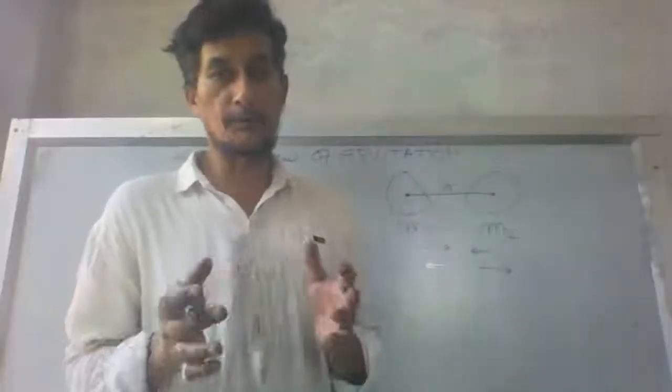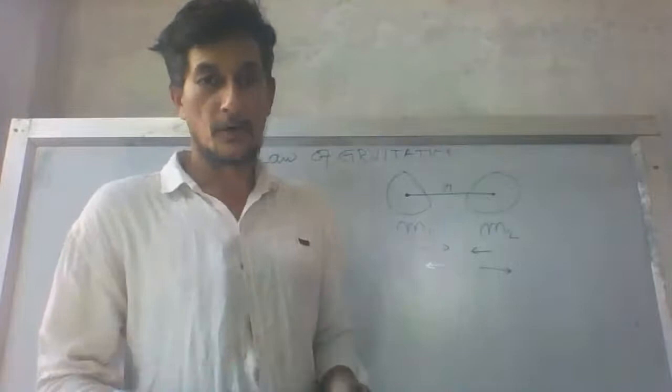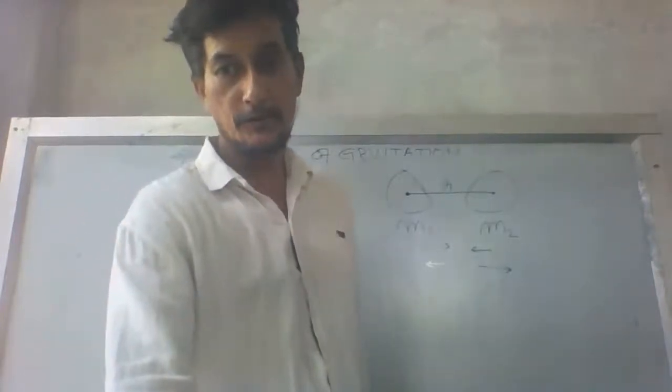Small r. This may change. So mass m1, mass m2, distance small r. According to the positive and the negative charges.